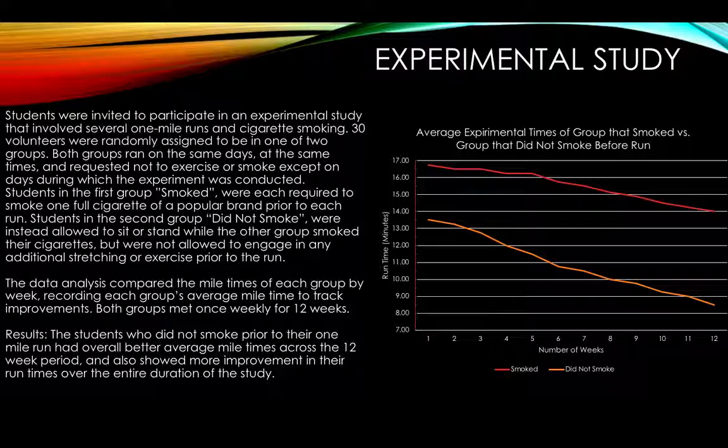So the data analysis compared the mile times of each group by week, recording each group's average mile time to track improvements, and both groups met once weekly for 12 weeks. The results shown here, again over on the right, are that students who did not smoke prior to their 1 mile run had overall better average mile times across the 12-week period, and also showed more improvement in their run times over the entire duration of the study.